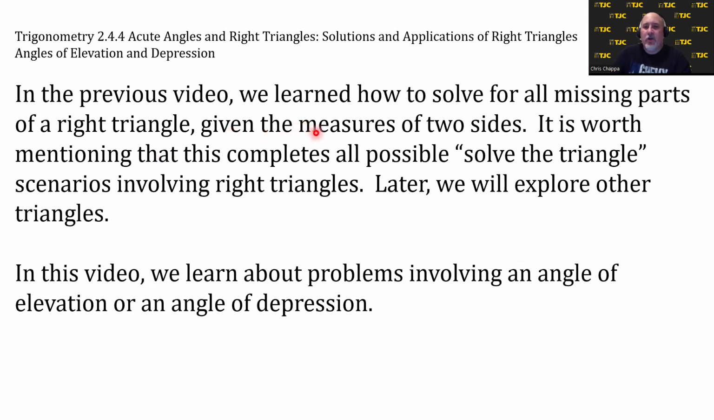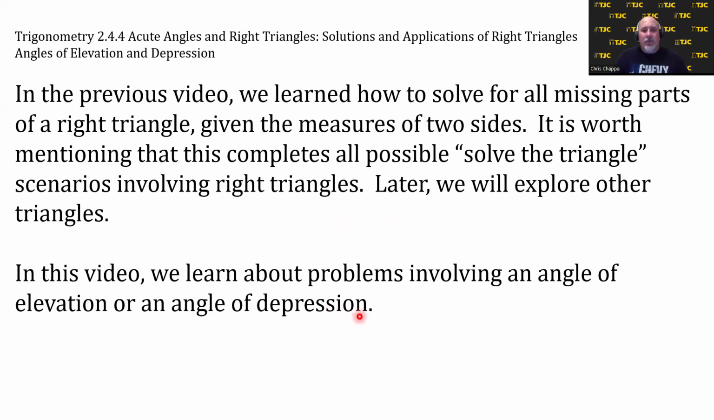In the previous video, we learned how to solve for all missing parts of a right triangle, given the measures of two sides. It is worth mentioning that this completes all possible solve the triangle scenarios involving right triangles. Because otherwise, we're given a right angle, so we need two other pieces. So it's either two sides, two angles, or one of each. But given two angles along with a third, there's any size triangle with those angles because of similar triangles. So it's either one angle and one side or two sides. Later, we'll explore other types of triangles besides right triangles.